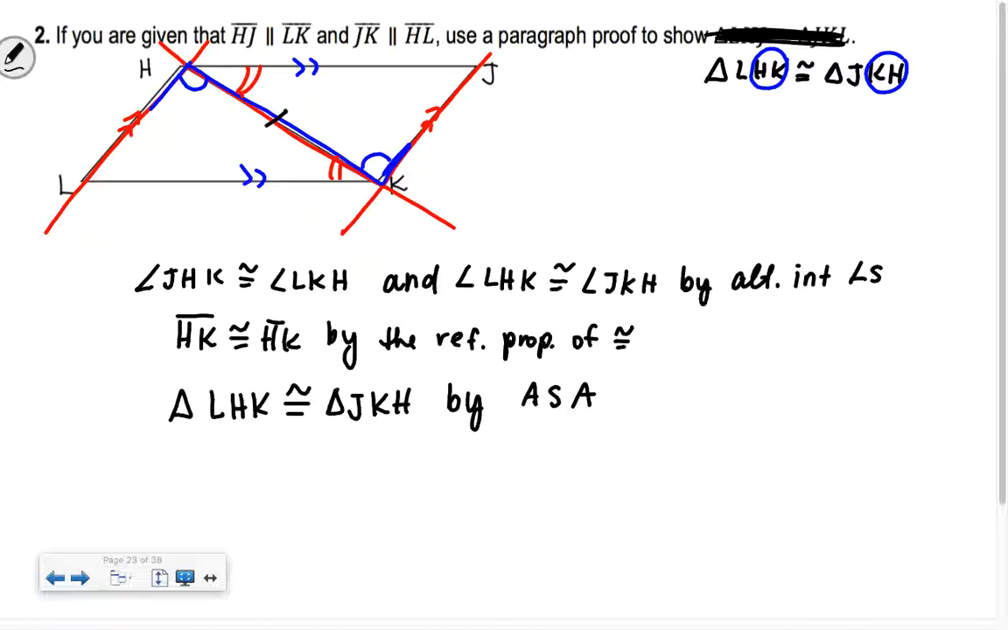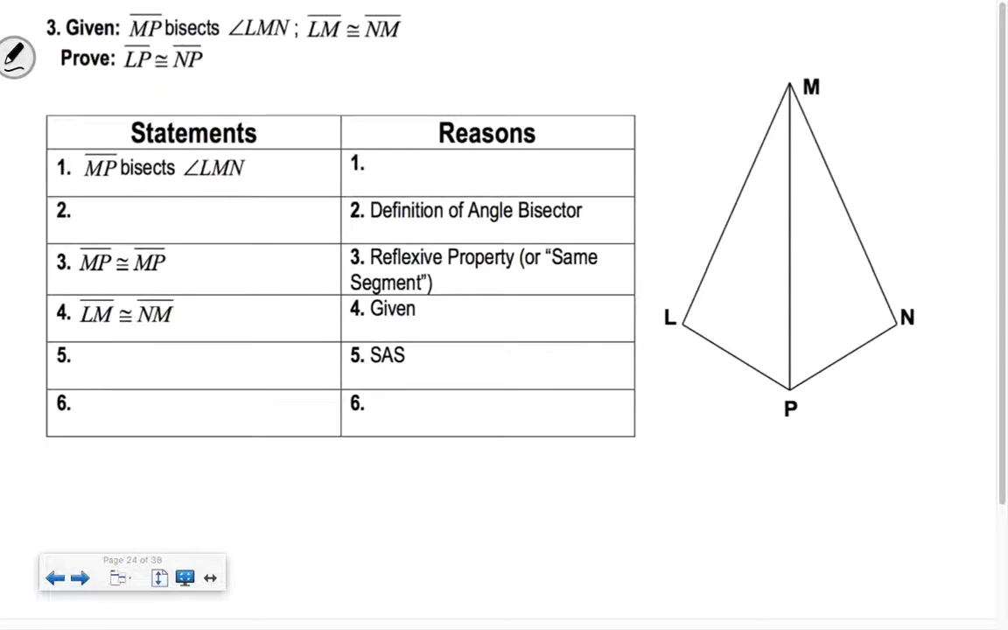So now you can prove anything about those two triangles. If I wanted that angle down here, angle L, to be congruent to angle J, could I then say those two angles are congruent? Yeah, so then I could use CPCTC to say any other thing is congruent there. I think I wanted it to be a CPCTC, but that's okay. So we'll do this next one.